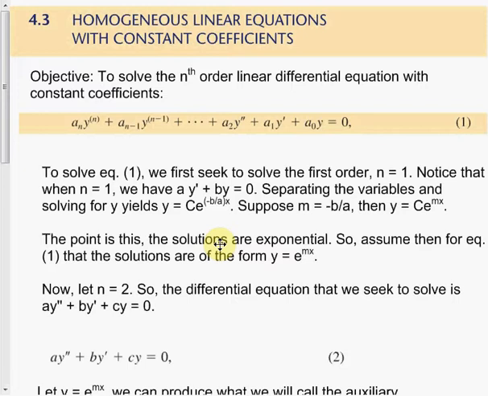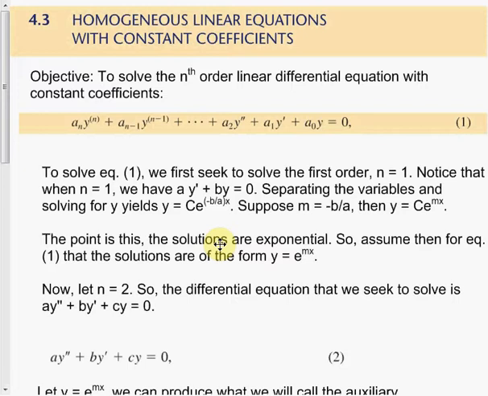So assume then for equation 1 that the solutions are of the form, all the solutions are of this form, y equal to e to the mx. So then, if that be the case, it doesn't matter if the order is 1, 2, 3, 10, 100, doesn't matter. I'm going to get exponential form. So let's look at the second order differential equation. Take this equation number 1 and just truncate everything bigger than order 2. So then I have some constant times y double prime plus some other constant times y prime plus c times y equal to 0. I want to solve that.